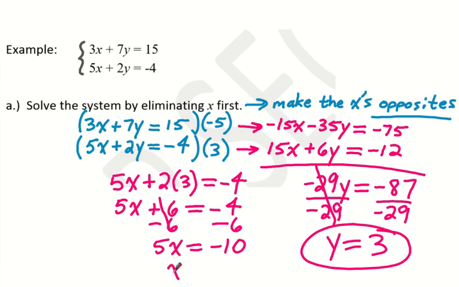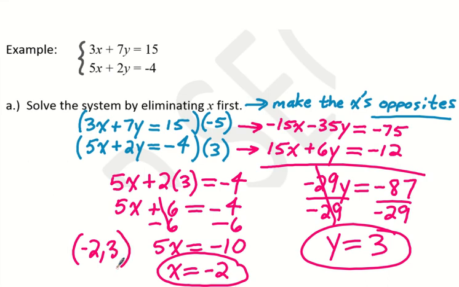Divide both sides by 5, and we get x equals negative 2. And so my final answer is negative 2, comma 3.